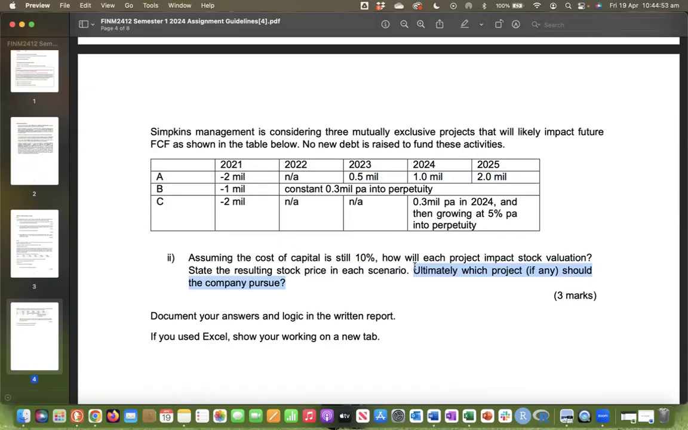So do we recommend that they pursue one of these projects, or are none of them beneficial to the company? So that is going to be a conclusion to draw based on the values you produce in your report. Excellent. So that is question 1 answered.